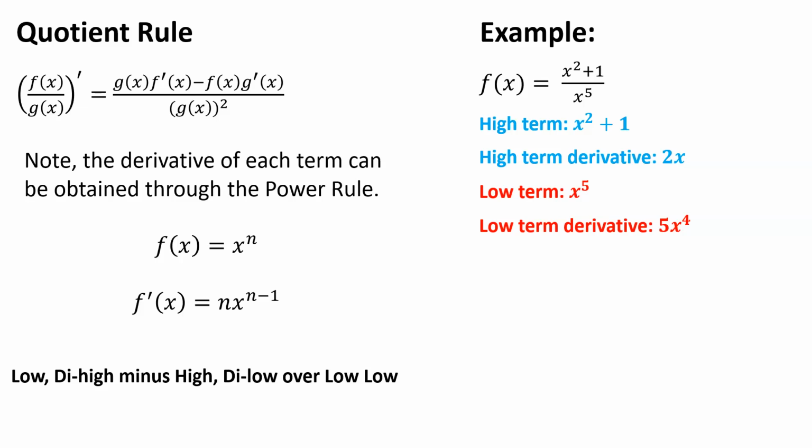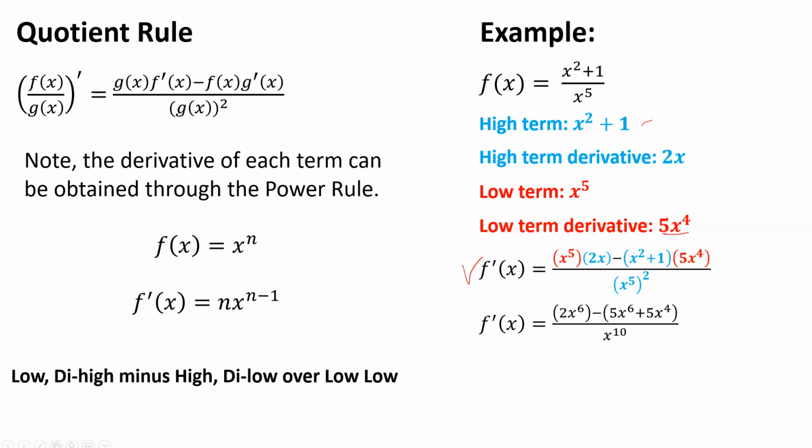So now we have everything we need to use the quotient rule. Now we need to just put it into its standard form, substitution into standard form. And so we have it color-coded here: low d high, the derivative of the high term, minus high d low, the derivative here, over low, x to the fifth, squared. So this is the derivative. Right here we've actually done the derivative, but now you have to simplify it to something a little more useful.